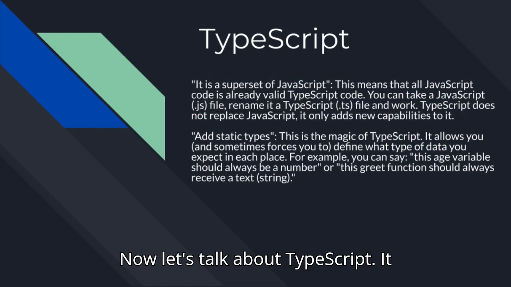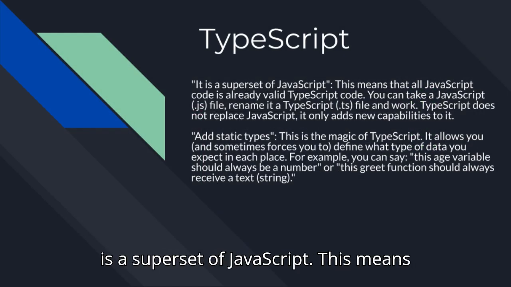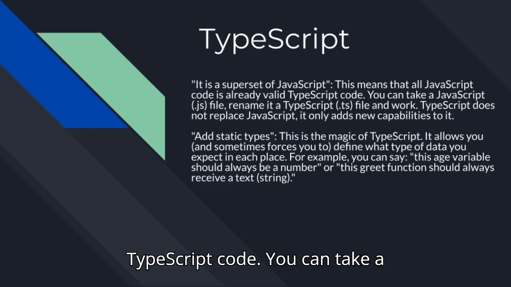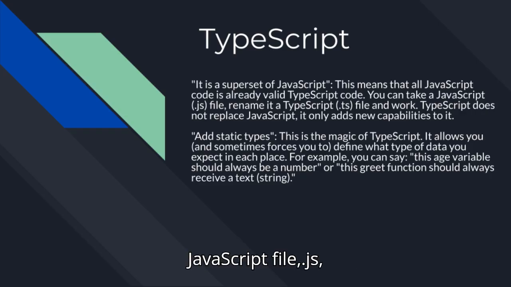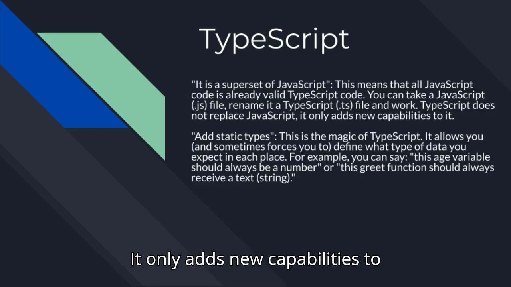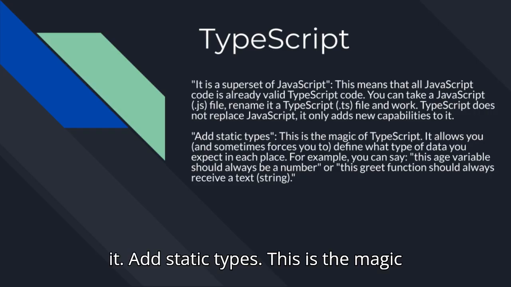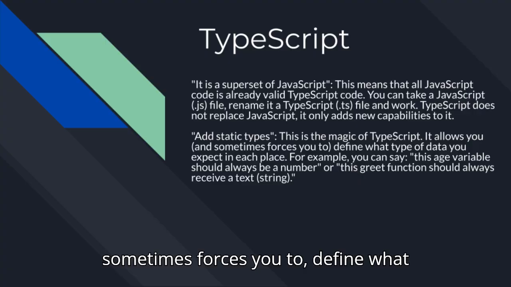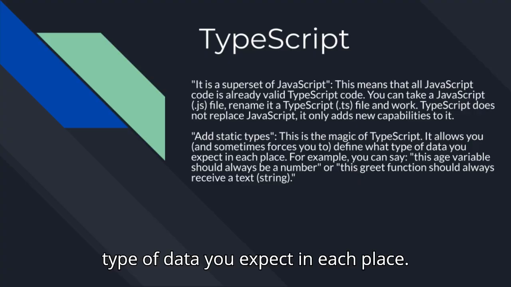Now let's talk about TypeScript. It is a superset of JavaScript. This means that all JavaScript code is already valid TypeScript code. You can take a JavaScript file, .js, rename it to a TypeScript file, .ts, and it works. TypeScript does not replace JavaScript. It only adds new capabilities to it. Add static types. This is the magic of TypeScript. It allows you, and sometimes forces you, to define what type of data you expect in each place.